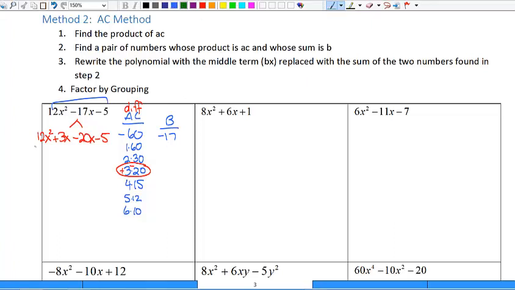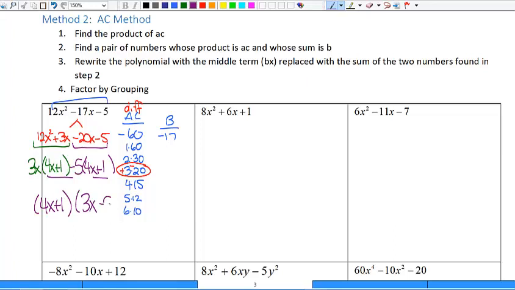So next I'm going to take the first group and the second group and group them like I've done in the past. The GCF of the first two is 3x, which gets me 4x plus 1. The GCF of the purple group here looks like -5, and that's 4x plus 1. So I have 4x plus 1 in both terms, so I have 4x plus 1, and then I have 3x minus 5.